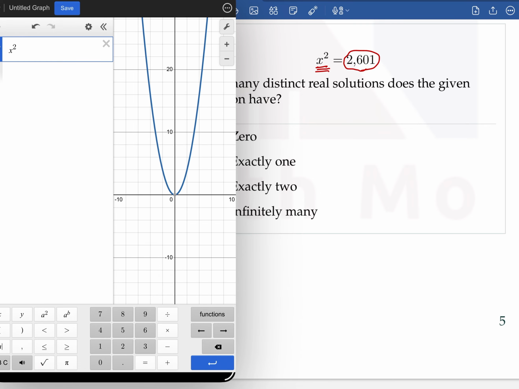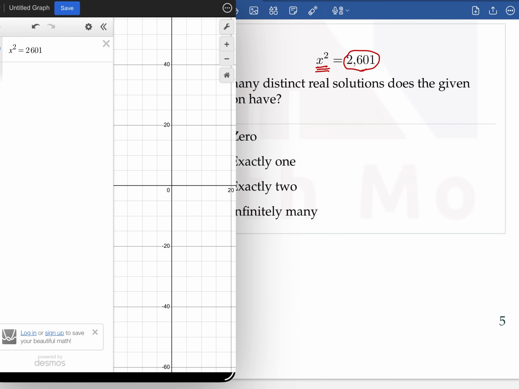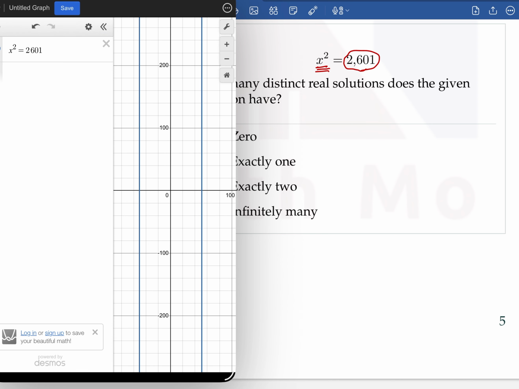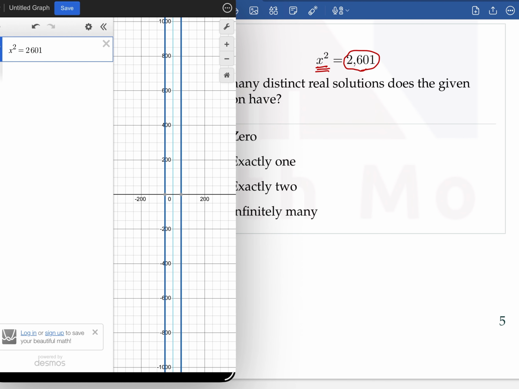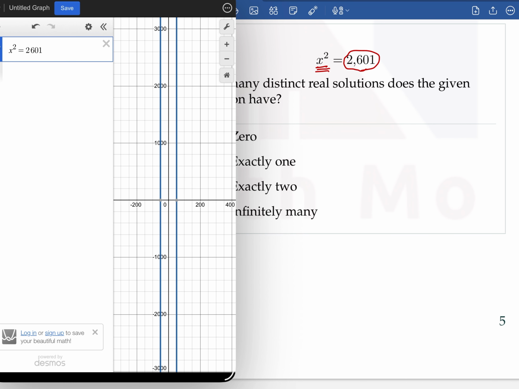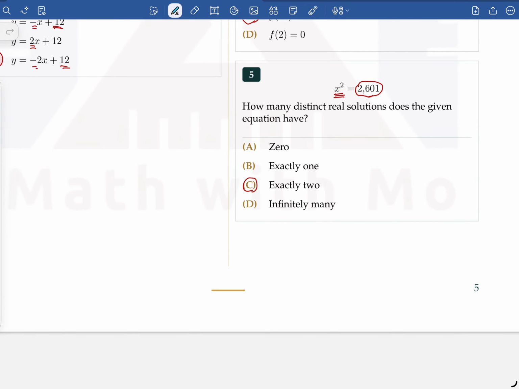And x squared is equal to 2601. Once you graph it, you can zoom out and see that there are 2 points of intersection with the x-axis. This means that the graph has two solutions, or exactly 2 points on the x-axis, or 2 zeros.